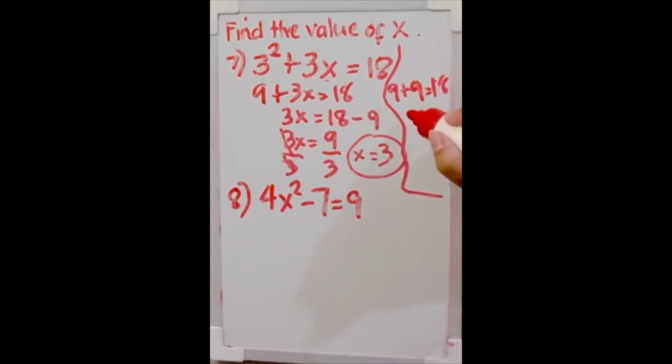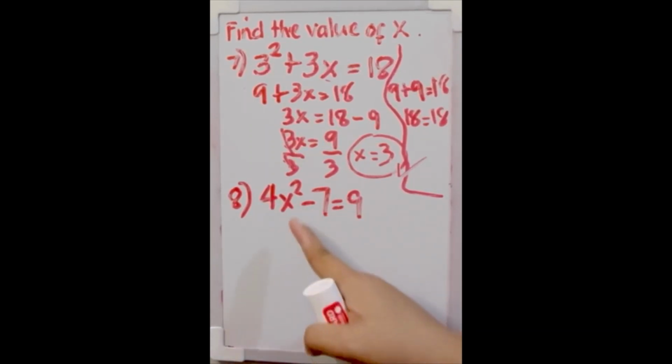So 9 plus 9 is just 18. So 18 is equal to 18, therefore 3 is correct. Next, let's proceed to number 8. You have 4x squared minus 7 equals 9.